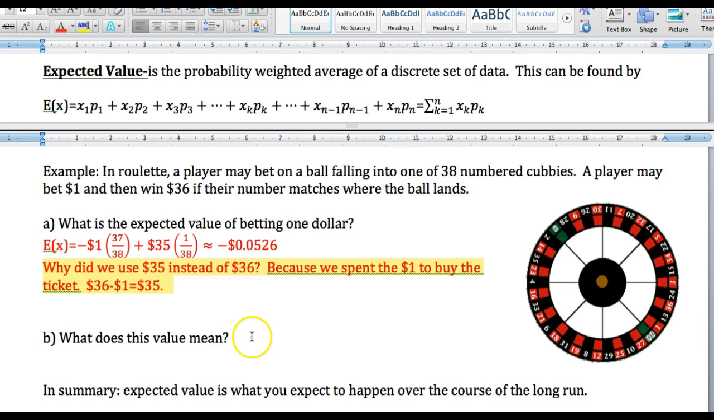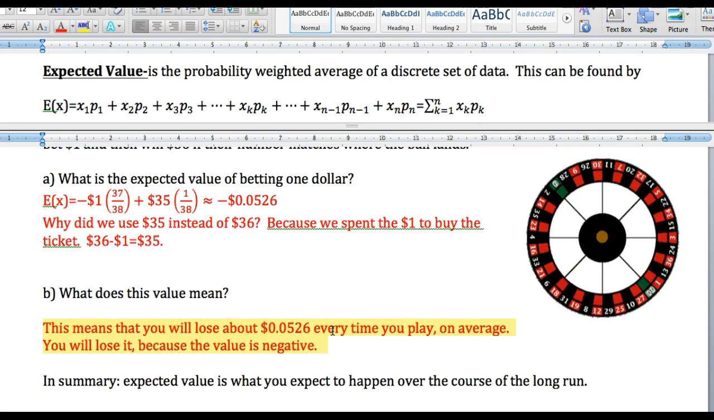0.0526. What does that mean? Well, it means that you'll lose approximately 5 cents every time you play on average. Not terrible. That's kind of cheap entertainment. I'm not encouraging gambling. But you'll lose it because it is a negative value. So every time I bet $1, I'm expecting to lose 5 cents. Now, if many people are playing, the casinos get that margin back and they win that. And so they like doing that. They are in it for the money.